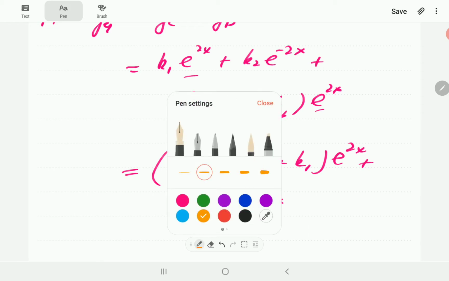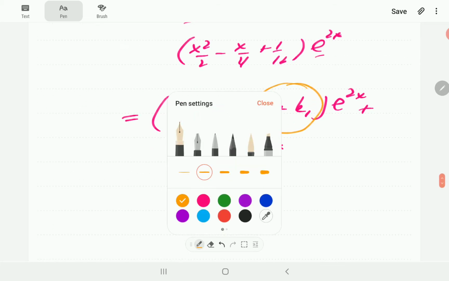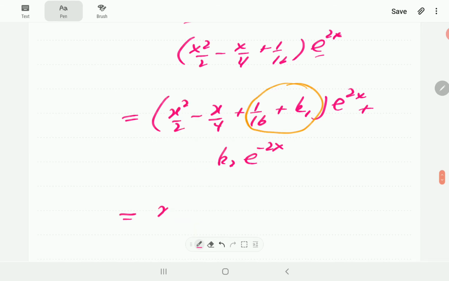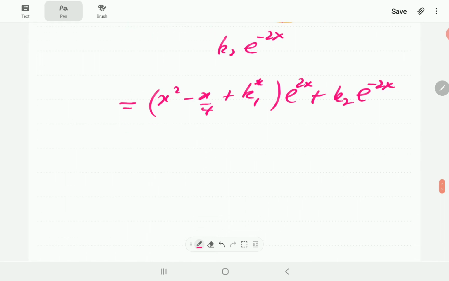Now, these two are both constants, so we're going to combine them. So we can write this as x squared minus x over 4 plus k1 asterisk, where k1 asterisk is that constant there, so we can represent the final solution in that form. All right, so that is the first one. We are now going to go to part B.